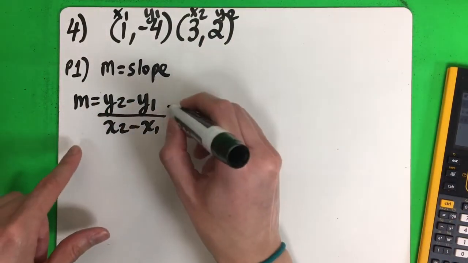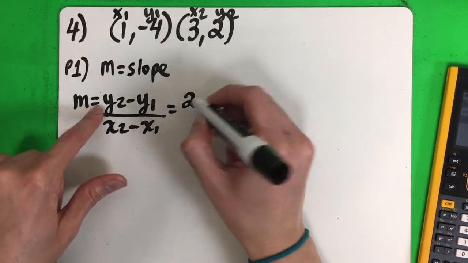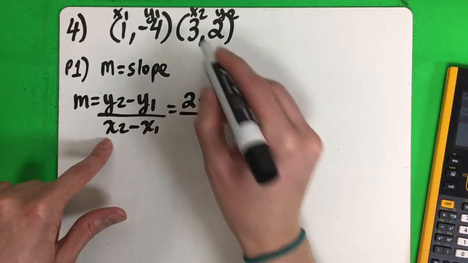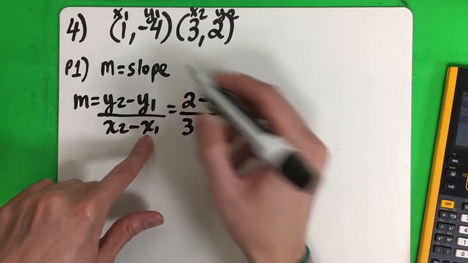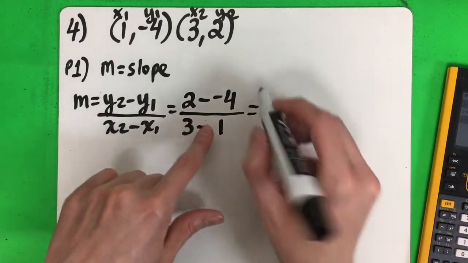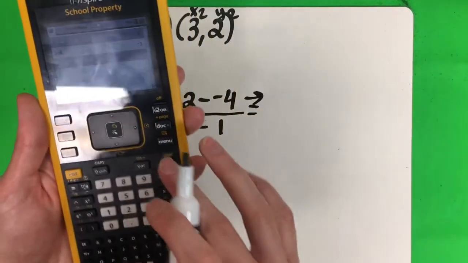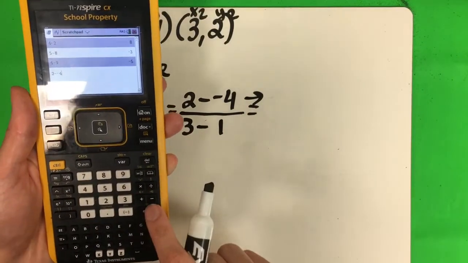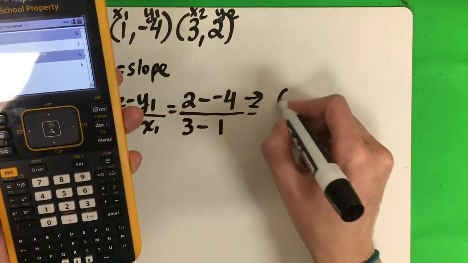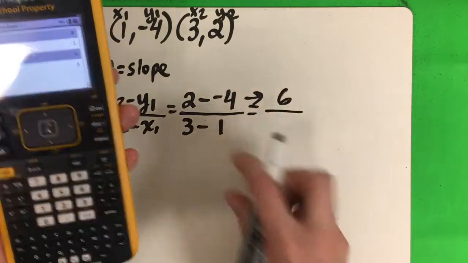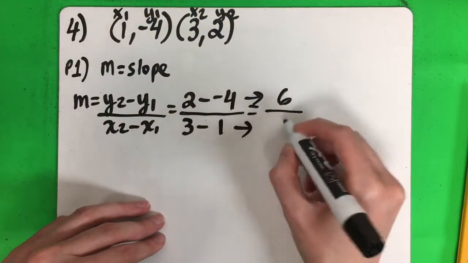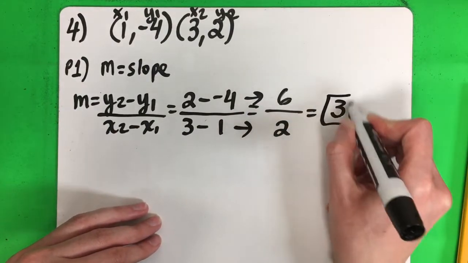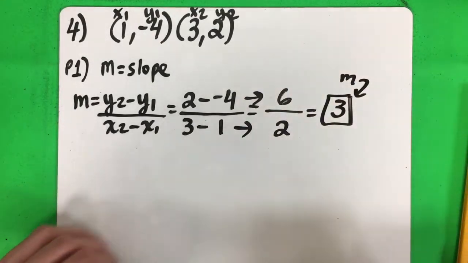Okay? So y2 is 2 minus y1 is negative 4, divided by x2 is 3 minus x1 is 1. Put the top in the calculator, so 2 minus negative 4, that is 6, divided by 3 minus 1 is 2. 6 divided by 2 is 3. And I like to put a little m here so I remember that is my m.